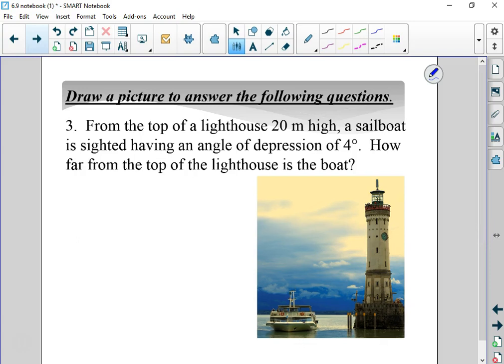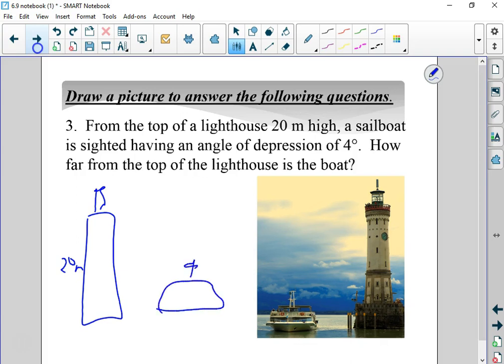Next example. We have the top of the lighthouse. It's 20 meters high. I know it's horrible, but it's hard to draw over that picture. So there's the lighthouse there. Horrible picture. 20 meters high. And the sailboat is down here. I don't know how to make the sailboat. There you go, that's the sailboat. Make your own sailboat. Don't laugh. Don't judge. Okay, the sailboat is sighted having an angle of depression of 4 degrees. So it's looking down here. All right?